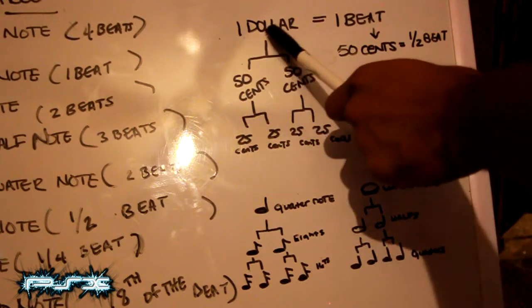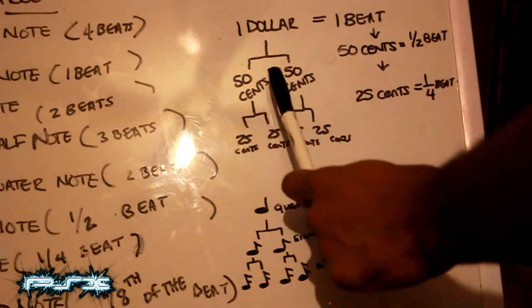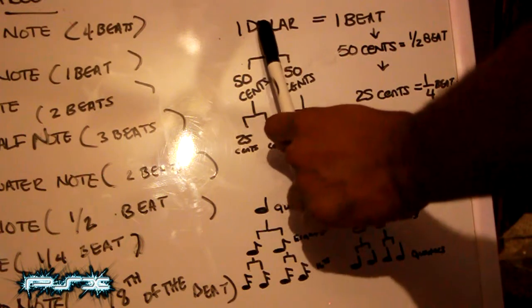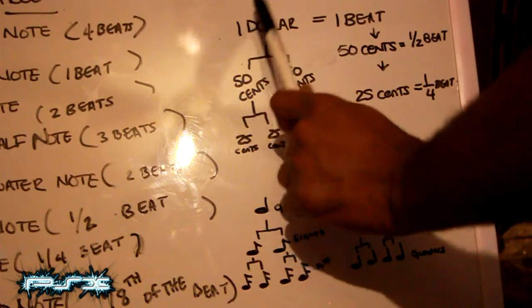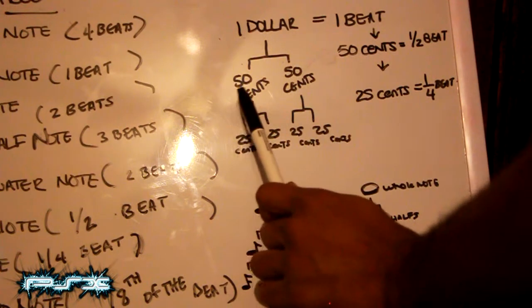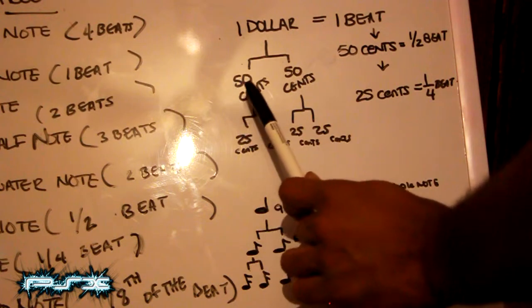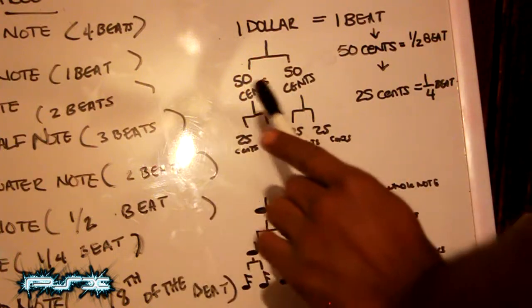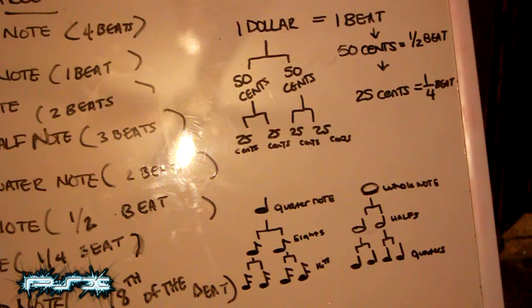You have a dollar, which is like one beat. You have 50 cents when you break down the dollar, and that's half of $1. Two halves equal a whole. And then 4/4 equal a whole as well. So when we break down a dollar, we have 50 cents. That's half of a dollar, right? 50 cents is just like a half note. The dollar is just like the whole note in reference to the measure.